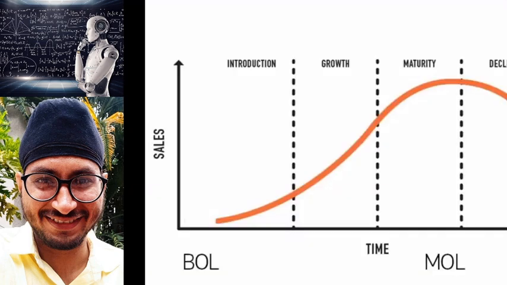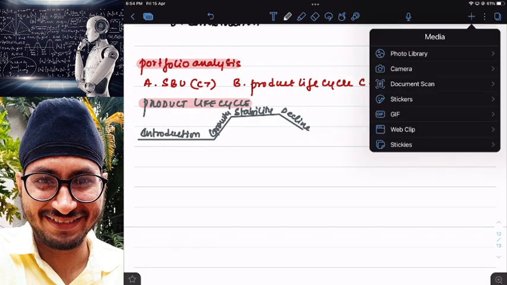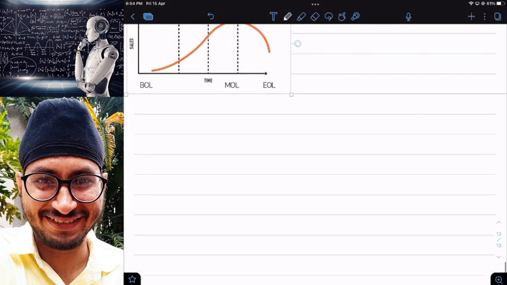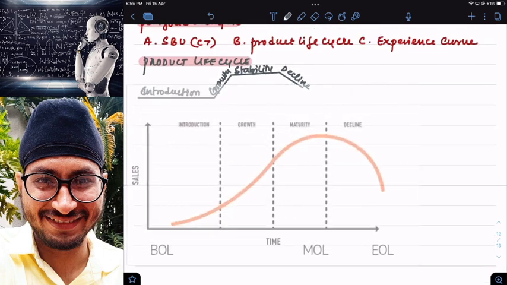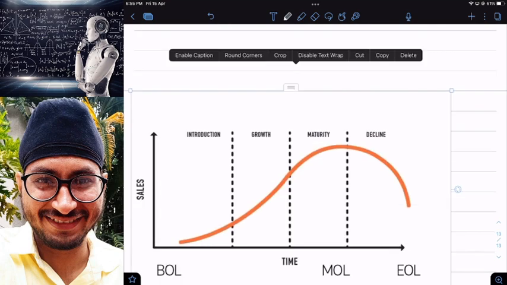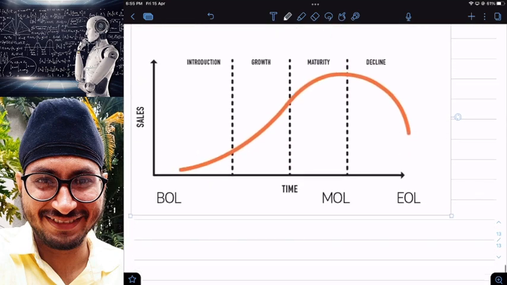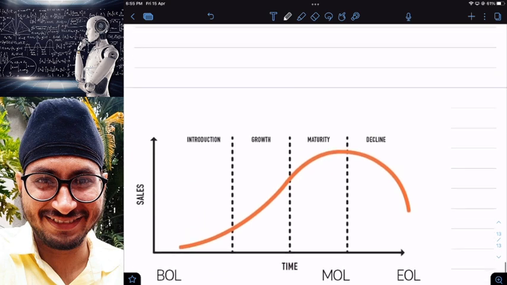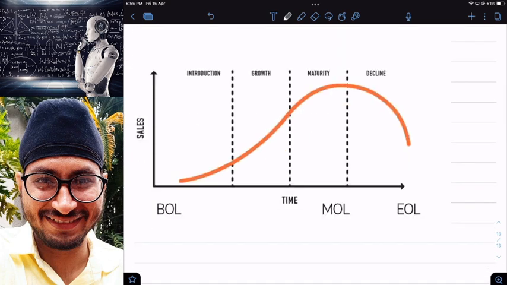Let me copy this image first, then we will discuss this one. So this is our product life cycle image. Now let us understand. So how many stages are there, sir? Introduction, growth, maturity, decline. Now let us see what exactly happens in the introduction stage, the growth stage, the maturity stage, and the decline stage.